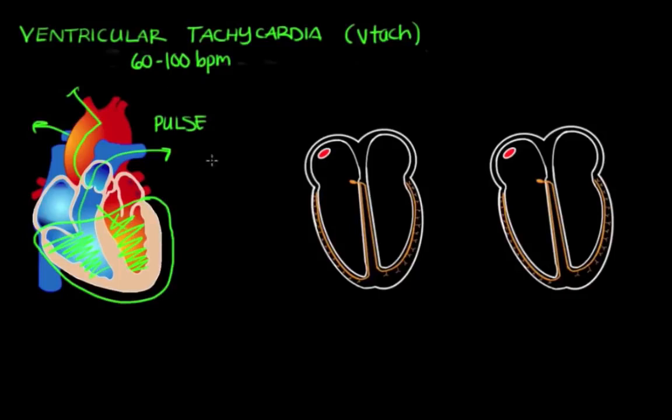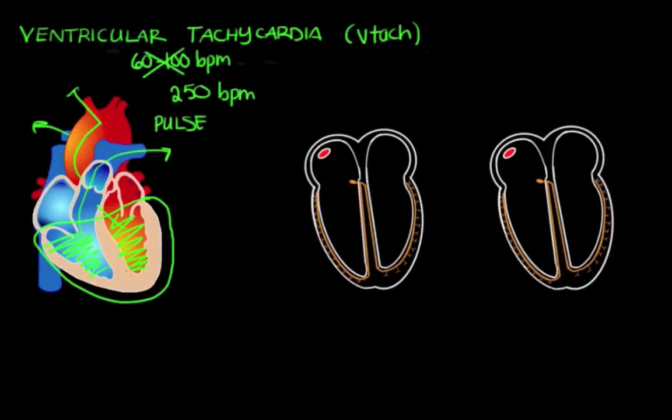So in VTAC, the heart is beating really fast, sometimes up to 250 beats per minute. Now this is so fast that the heart has a hard time circulating enough blood to the rest of the body. And this might seem a little counterintuitive because you'd think if the heart's beating 250 times per minute, it's going to be circulating a lot of blood.